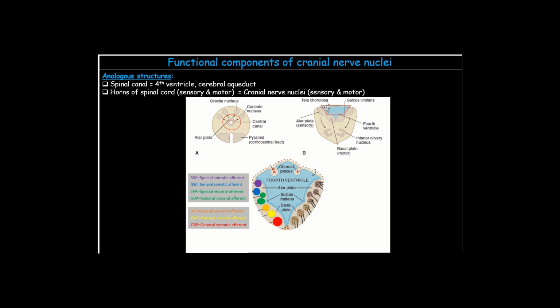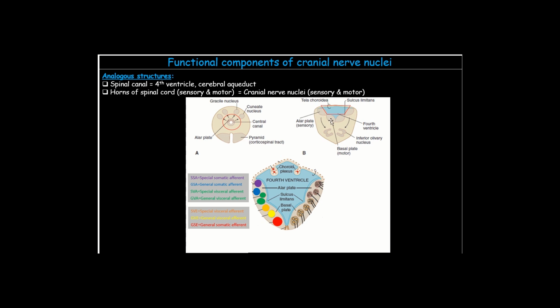Now, because of the expansion of the fourth ventricle inside the brainstem, inside the upper medulla and in the pons, what happens is that the basal plate, which was initially ventrally situated in the spinal cord, is now going to be ventromedially situated, whereas the alar sensory plate, which was posteriorly situated in the spinal cord, is going to be displaced laterally and therefore would be posterolaterally situated.